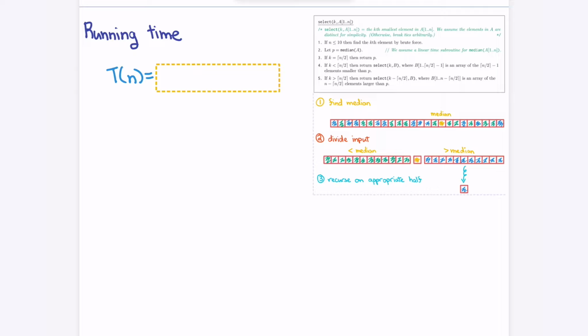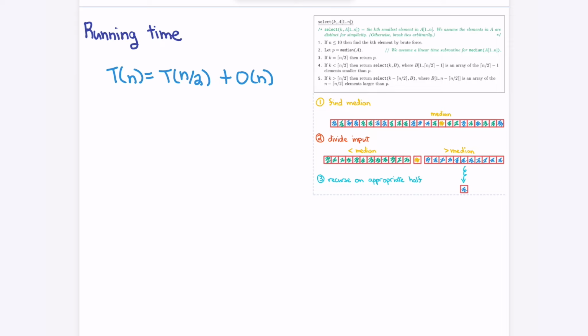Perfect. Right. Do we have a recursive call on half the input, plus we need to spend linear time to assemble the arrays? Also, we're assuming that the median finding subroutine also took linear time. So there are two sources of linear time, and we'll get something like this.